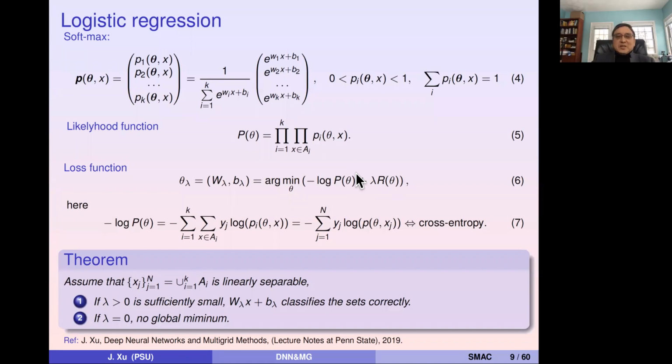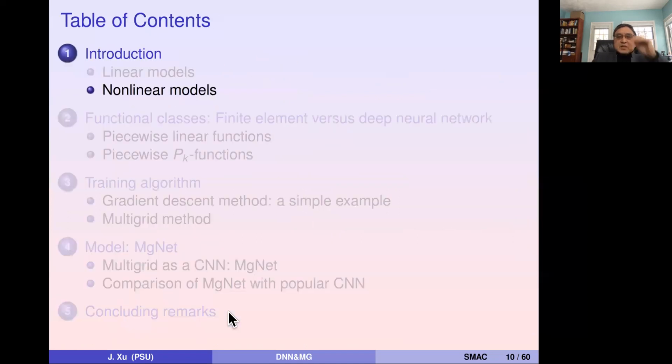You're able to separate. Basically, in the idealistic situation where all the given data are linearly separable, you can use logistic regression to get the separation. But if you don't have the regularization term, you actually do not have a global minimum. If you do add regularization, you have a unique global minimum to classify the sets.